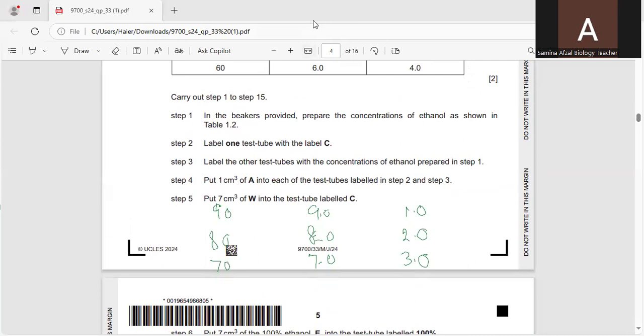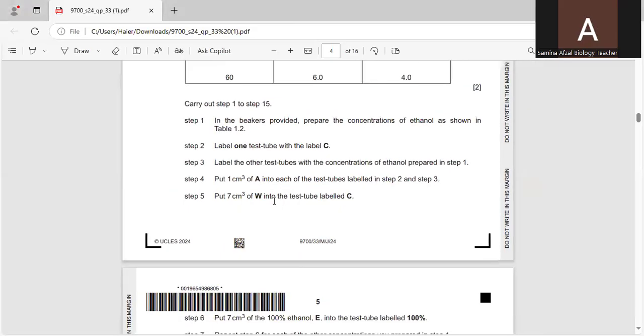Now we will move further. Carry out step 1 to step 15. So you have to perform these steps, 1 to 15. In the beakers provided, prepare the concentrations of ethanol as shown in table 1.2.